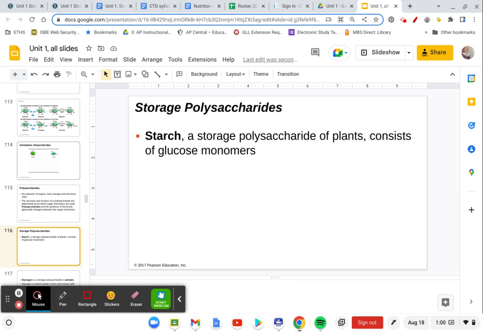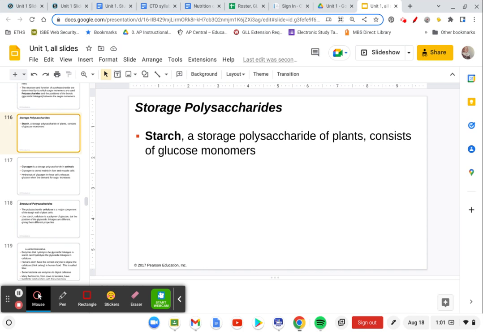Starch is a storage polysaccharide. So if you hear starch, you immediately know it's made from glycosidic linkages. It's got the CH2O format, and it's going to be found in plants. It consists of a whole bunch of glucose monomers put together in a way that makes it fairly hard to break down and makes it a very good molecule for storage. But only in plants.